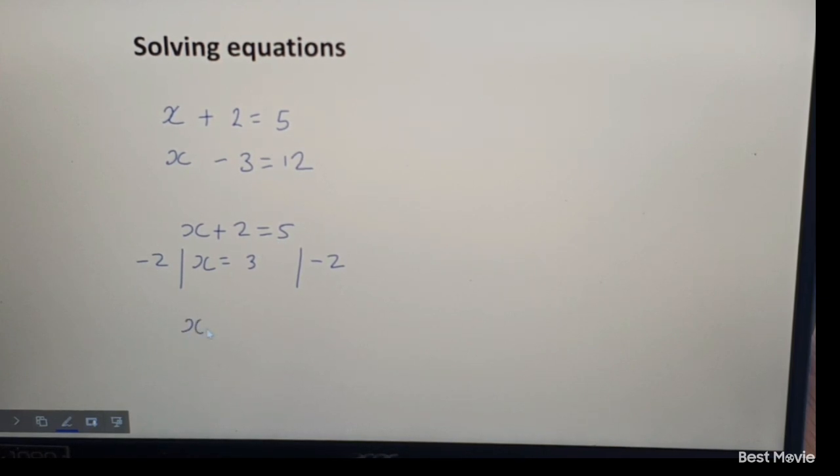Second example, x take away 3 is equal to 12. The inverse of take away 3 is add 3. x minus 3 add 3 is equal to x. 12 add 3 is equal to 15. Check that that's correct by doing 15 take away 3 is equal to 12.